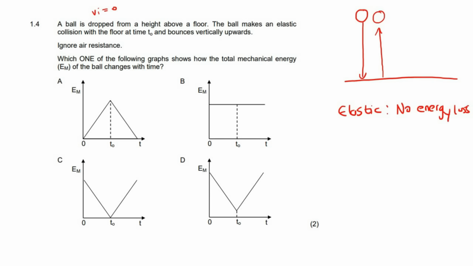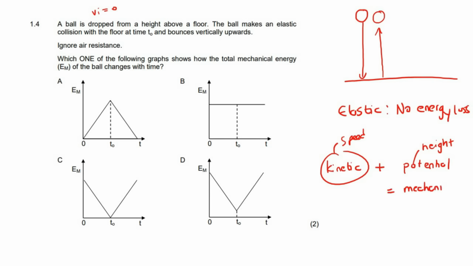So it says the ball makes an elastic collision with the floor and bounces vertically up. Ignore air resistance. Which one of the following graphs shows how the total mechanical energy of the ball changes with time? Okay, so we should know that objects have two types of energy. They can have kinetic energy, and they can have potential energy. Kinetic is due to speed, or the velocity, and potential is due to height. If you add the kinetic energy and the potential energy together, we call that the mechanical energy. It's the sum of kinetic and potential energy. We should also know that mechanical energy is conserved, meaning that it doesn't change, unless there are non-conservative forces like friction, applied forces, tension, and things like that.